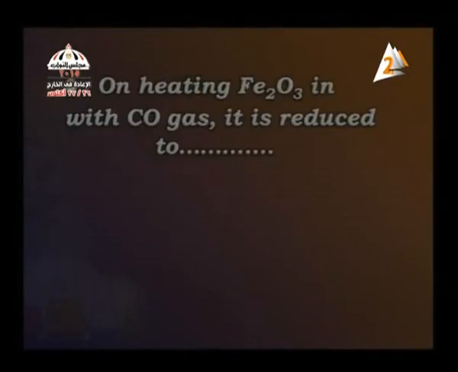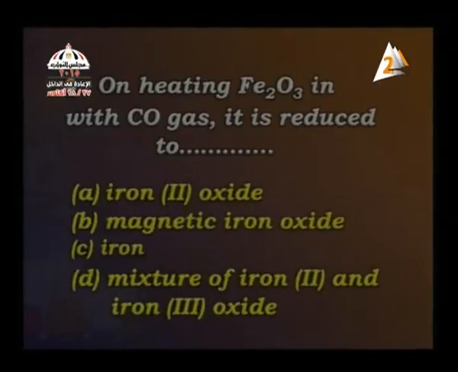Next point: on heating iron 3 oxide with carbon monoxide gas, it is reduced to what? Is it iron 2 oxide, or magnetic iron oxide, or iron, or a mixture of iron 2 and iron 3 oxide? If you think about it, my dear student, yes, it will be iron. And remember, this is the equation of reduction in the blast furnace.